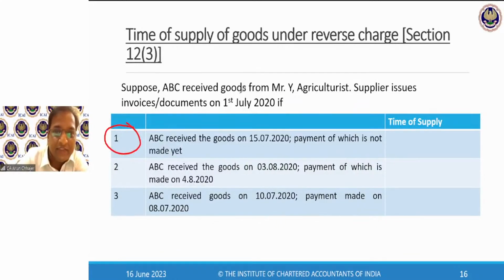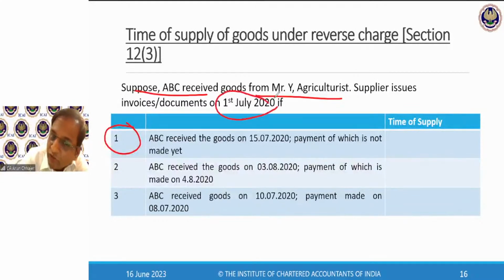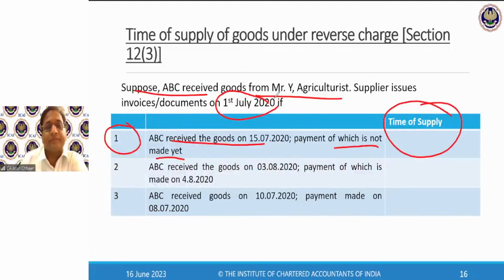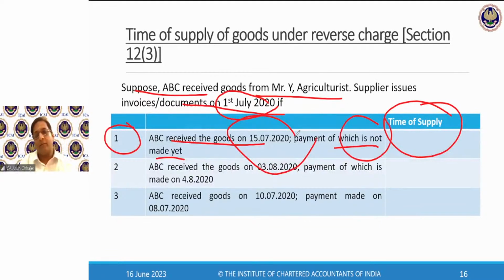Suppose ABC received the goods from Mr. Y. Y is an agriculturist. Let's say it is cashew nuts. And the supplier has issued the invoice of 1st July. ABC received the goods on 15th July. Payment is not yet made. What is the time of supply? My question is, ABC received the goods on 15th July. Date of the document by the supplier is 1st July. And payment is not yet made. What would be the time of supply in this case?